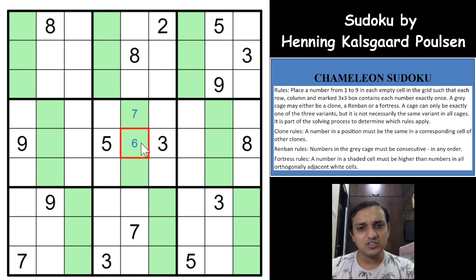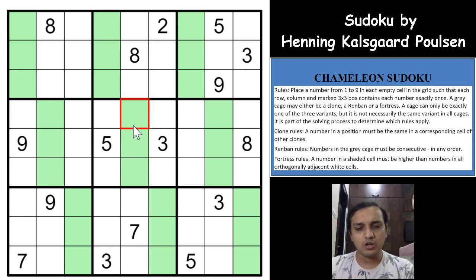So for example, this 6 is lesser than 7 and still in a shaded cell. This doesn't apply to shaded cells, it applies only to the orthogonal white cells. So the number in the shaded cell will always be greater than the numbers in the orthogonal white cells. That is called the fortress rule.